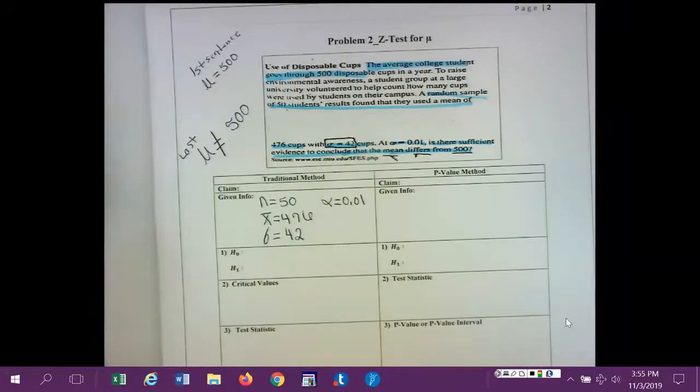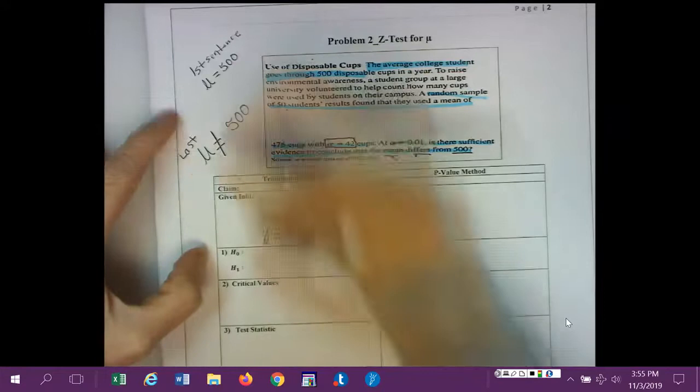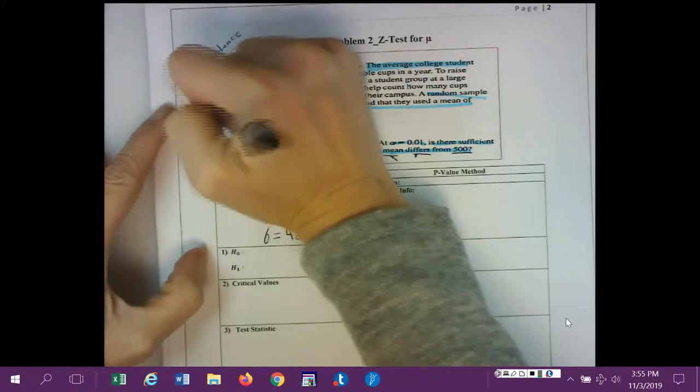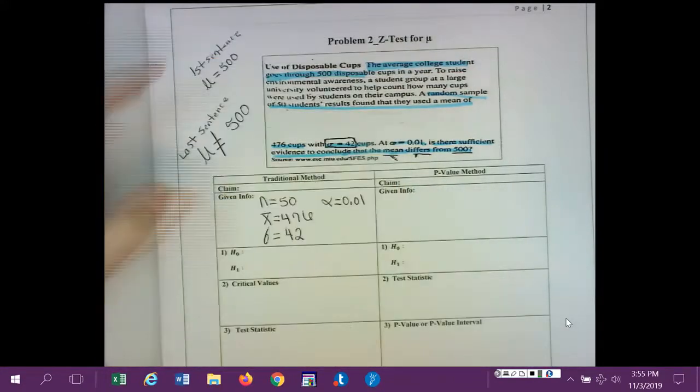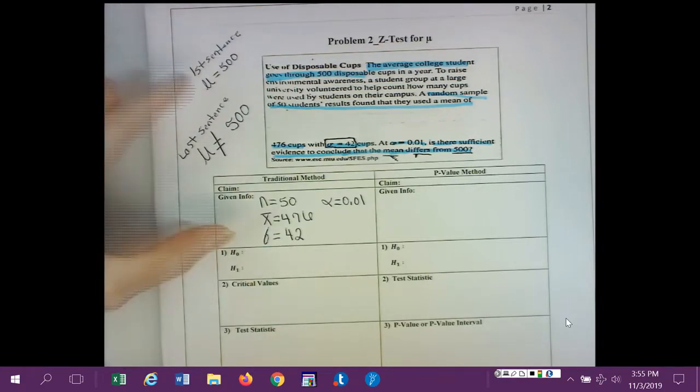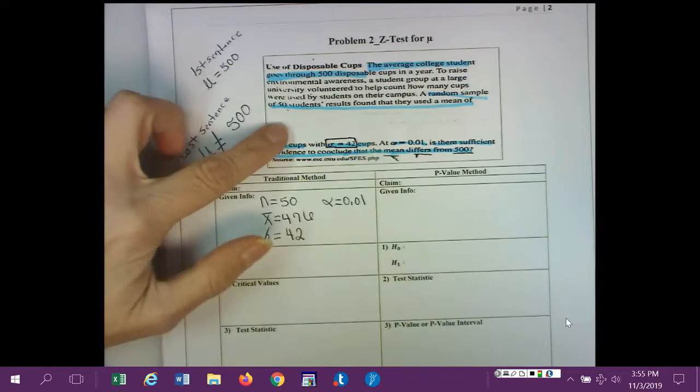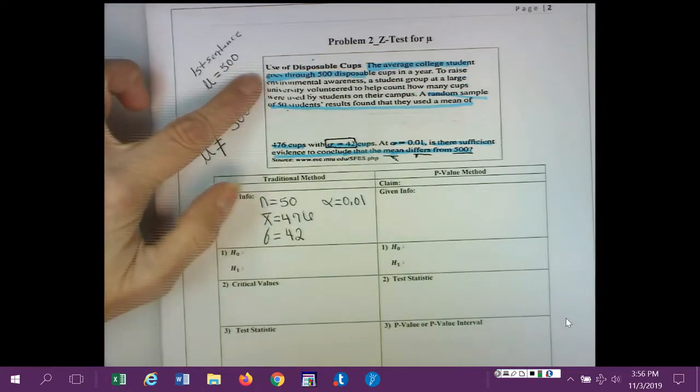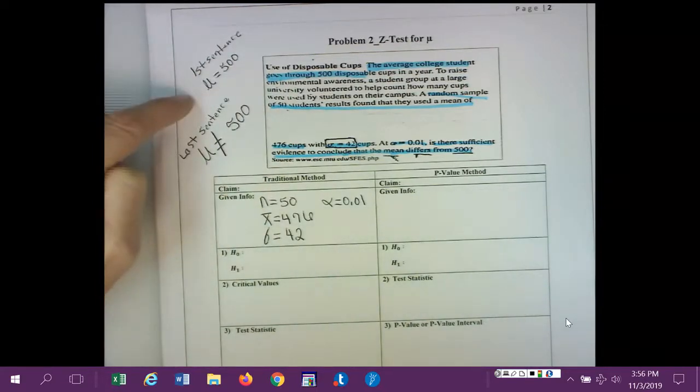One has to be the null, one has to be the alternative, and only one of the two could be the claim, what we're actually testing. They are opposites. That's why I say one has to be the null, one has to be the alternative. And one of them has to be identified as what we're testing. So, according to the paragraph, it looks like there's a student group that's not believing the statement that they go through 500 disposable cups. They're believing that it's different from 500 disposable cups.